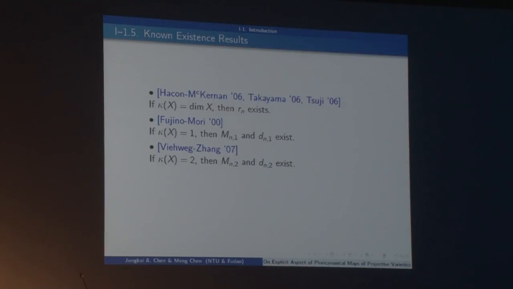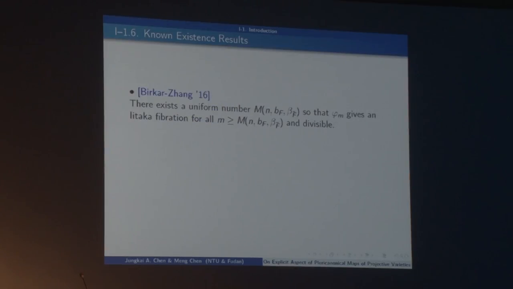Okay, so there is no result about the existence in any dimension. And one more result is by Birkar and De-Qi Zhang. They show that there is a uniform number depending on some certain numbers here, such that the pluricanonical map gives an Iitaka fibration for all m greater or equal than this and divisible.